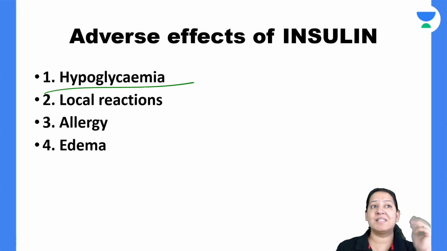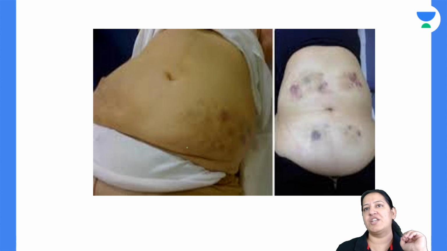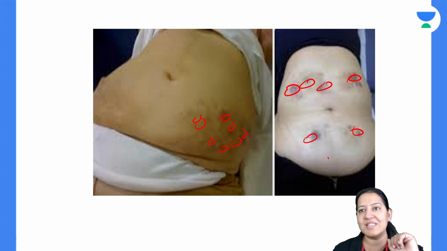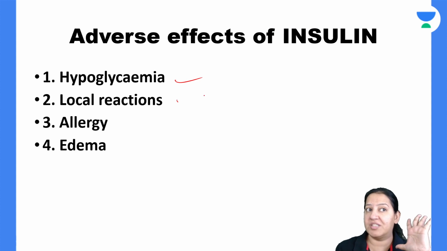After hypoglycemia, the second side effect is local reaction. The patient can have swelling, stinging, erythema, or lipodystrophy at the site of injection. The patient has to take 2 or 3 injections daily, at multiple sites. Patient has lipodystrophy because the injections are given in subcutaneous tissue, right? And the patient can have erythema and pain at the injection site.